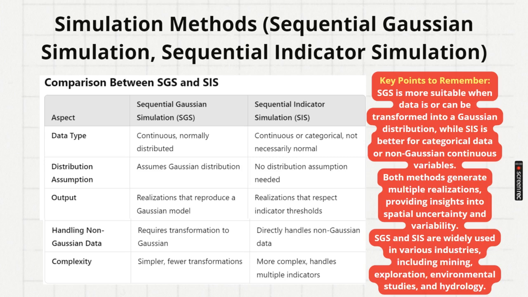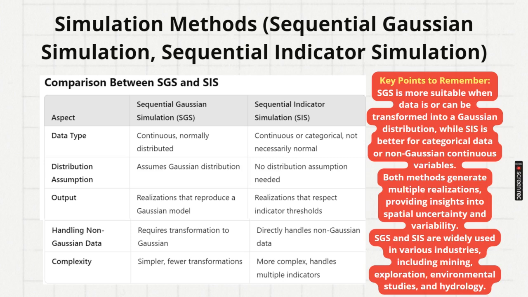So here is a comparison between SGS and SIS. As far as data type is concerned, for SGS, from the term itself you can understand it must be normally distributed. Gaussian distribution is essential. Whereas for SIS, continuous or categorical, not necessarily it is required to make Gaussian. Then output is realizations that reproduce a Gaussian model, whereas in case of sequential indicator simulation, output realizations that respect indicator threshold.